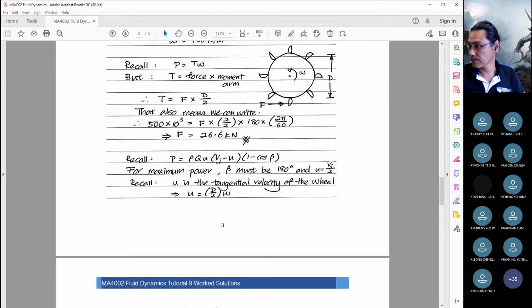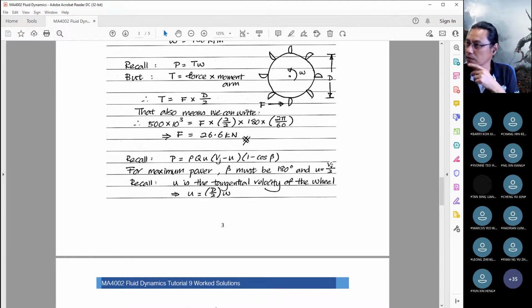I think there's a question coming from a student, Tanasvaran. If we apply power equals force times effective velocity, isn't it conceptually correct?